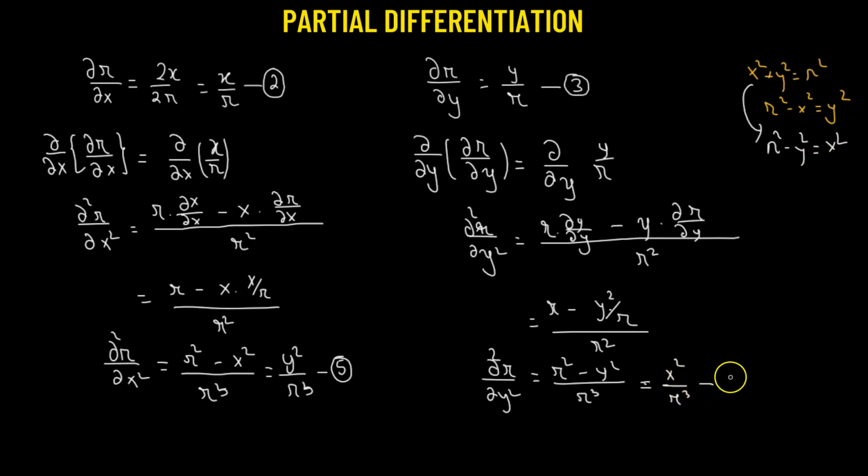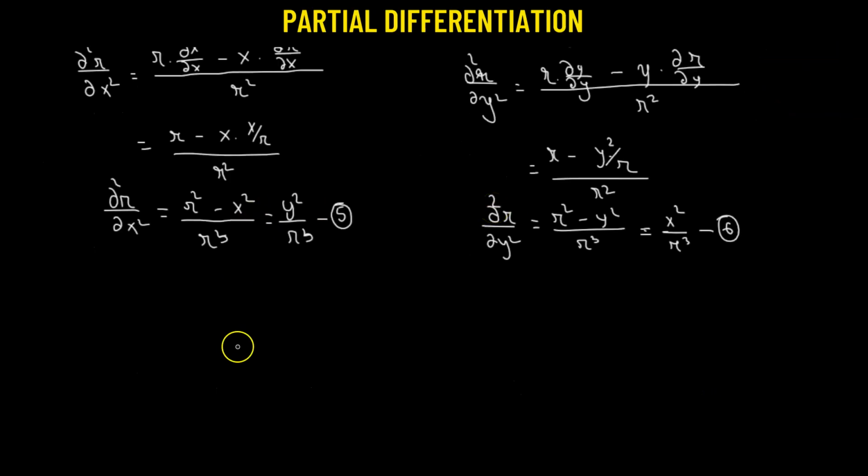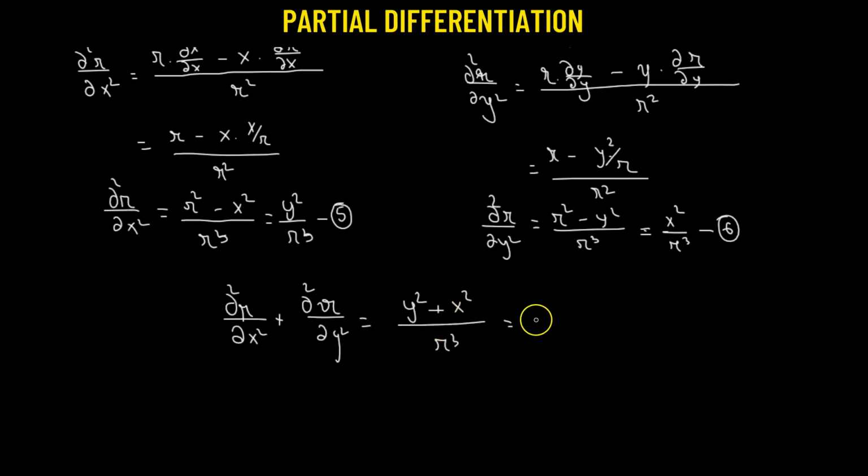Right. So what we'll do, let's add 5 and 6 to each other. So we have the second partial derivative of r with respect to x added to the second partial derivative of r with respect to y. So this will be equal to y squared plus x squared divided by r cubed. So x squared plus y squared, that value is equal to r squared. So we have r squared over r cubed, which will be equal to 1 over r. So we have obtained 1 over r, let's label this as number 7.